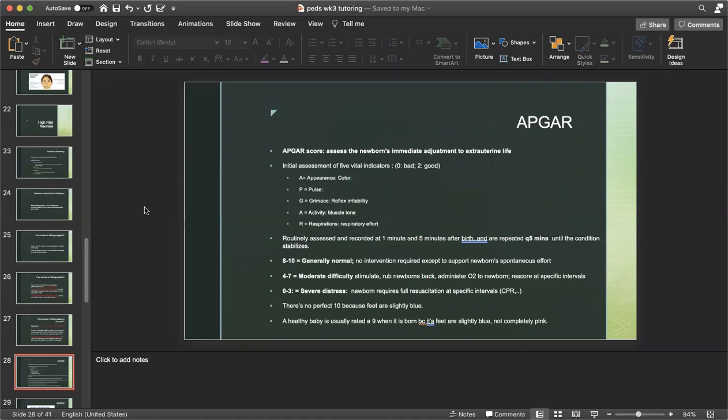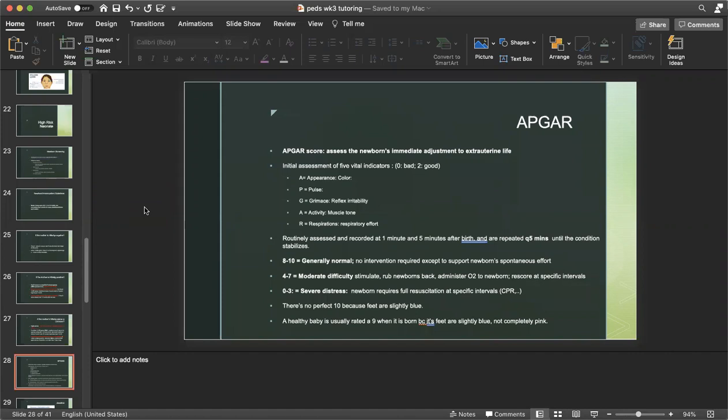APGAR. This is kind of a review from OB, but I'll go ahead and go over it anyway. The APGAR score assesses the newborn's immediate adjustment to life outside of the uterus. The initial assessment has A, appearance, P, pulse, G, grimace, A, activity, and R, respiration. It's assessed at 1 minute and at 5 minutes and repeated every 5 minutes until they stabilize. A score of 8 to 10 means they're generally normal, so they won't need any intervention except to support the newborn's spontaneous effort.